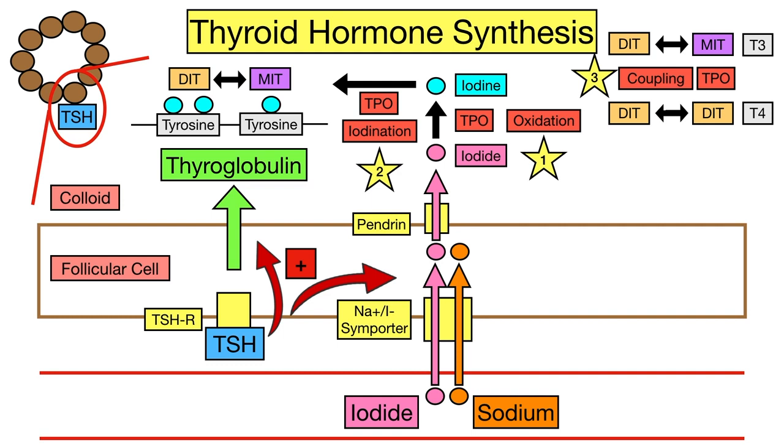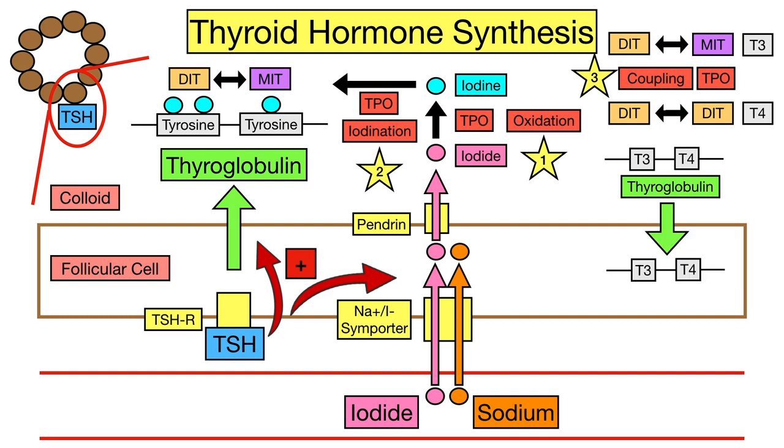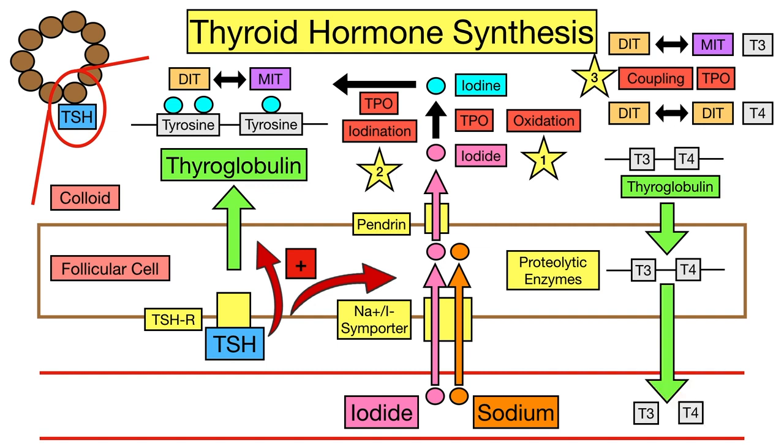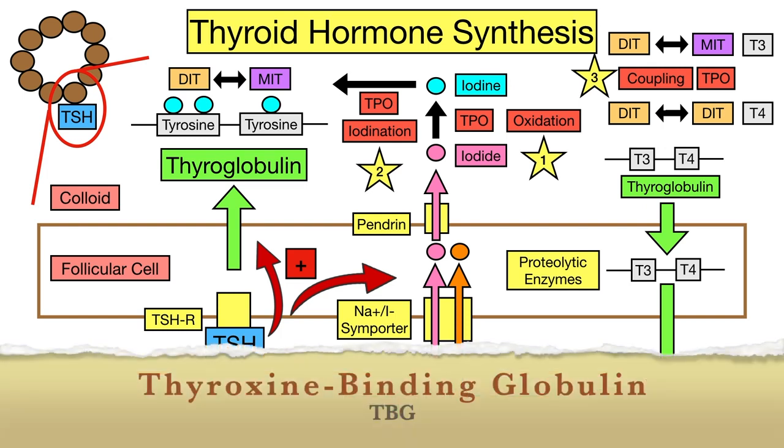And the cool thing is TSH will also increase the activity of thyroid peroxidase, so we can see how this is all tying together. So now our thyroglobulin has T3 and T4 in it, which will enter back into the follicular cell through a process called endocytosis. From there, we have to cut the T3 and T4 out of the thyroglobulin, and we do that using a proteolytic enzyme called protease. T3 and T4 now enter the bloodstream to act on target tissues and organs. The majority of T3 and T4 travel through the blood bound to a protein called thyroxine binding globulin, or TBG.